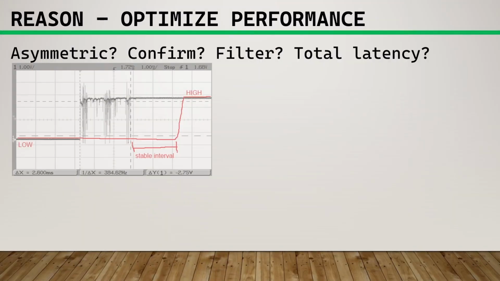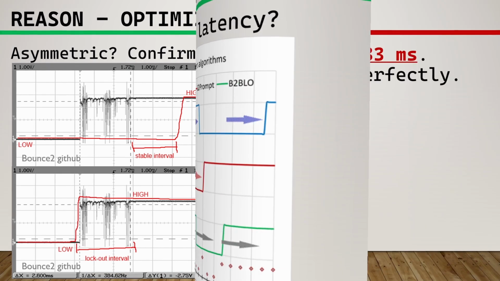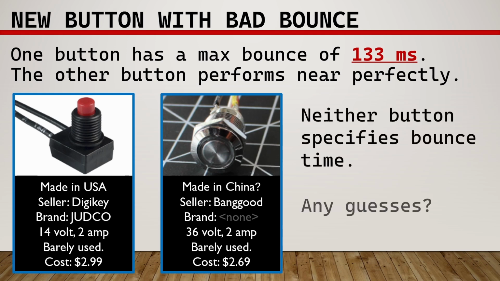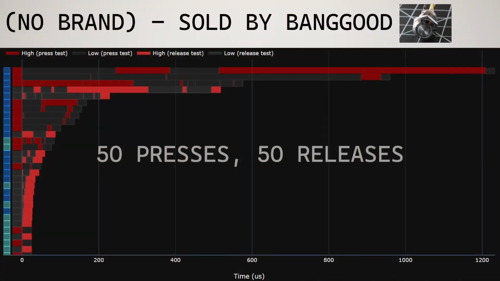It's also great for performance tuning your debounce algorithm. Here's a real-life example with a surprising result. Both of these buttons are barely used, but one of them has a max bounce time of over 133 milliseconds, and the other button performs nearly perfectly. Neither button specifies a bounce time. Any guesses? Well, here's the performance of the no brand button sold by Banggood.